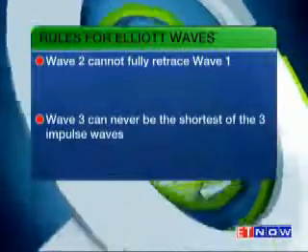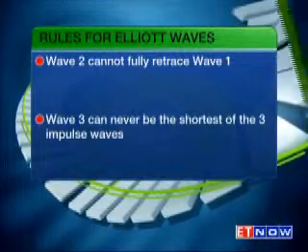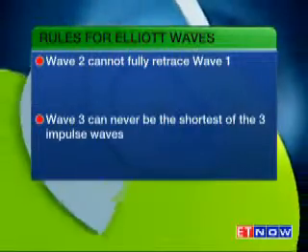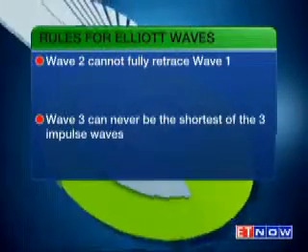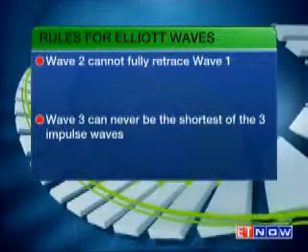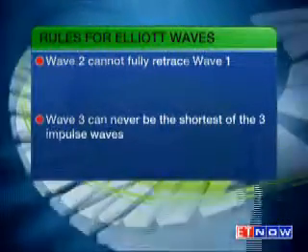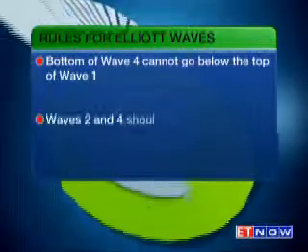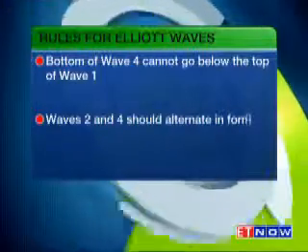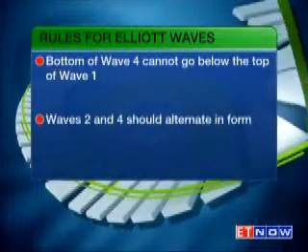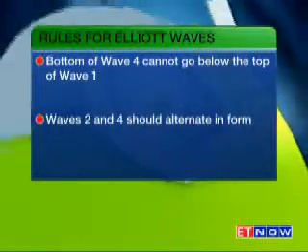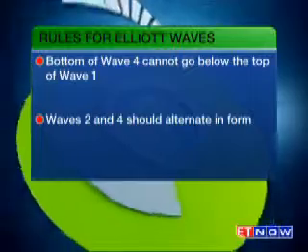Wave 2 cannot fully retrace wave 1. That's very important. Wave 3 can never be the shortest of the three impulses. In fact, as you will see later, and Doc pointed out already on the Axis Bank chart, wave 3 is the one that really is the strongest impulse and gives you a lot of chances to trade. You have wave 4, the bottom of which cannot go below the top of wave 1. So I'll just say that again, wave 4 bottom cannot go below the top of wave 1. And finally, waves 2 and 4 should always alternate in form. Basically, they need to be in opposite directions.